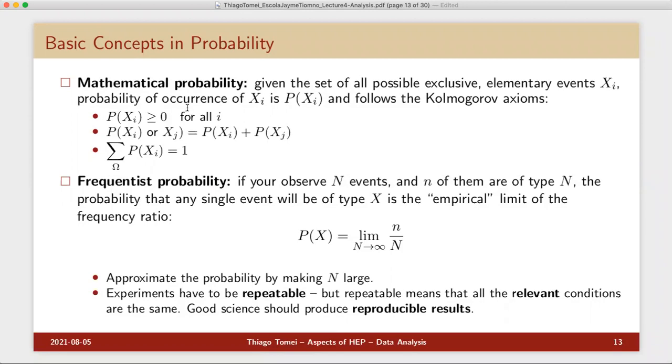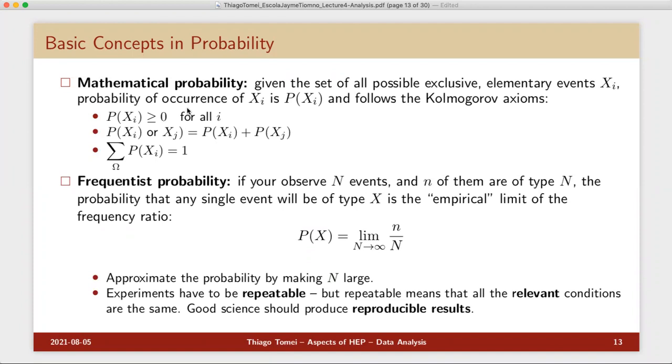But Thiago, my analysis is so good that I managed to kill all the background. It's zero. Doesn't matter. You have to find a way to put an uncertainty on that zero. And then after all of this is done, it's just a statistical problem. I expected 10 events, plus or minus 0.2. I observed 13. Probability to the rescue.